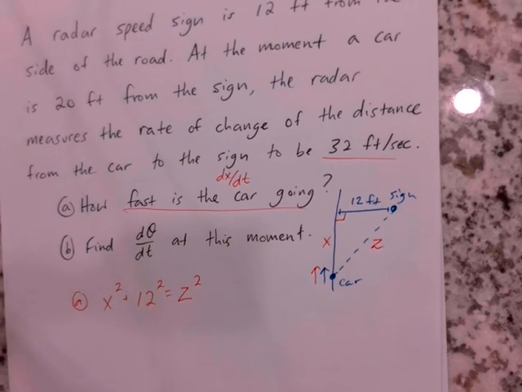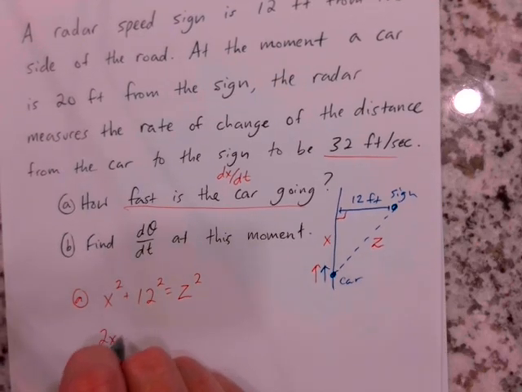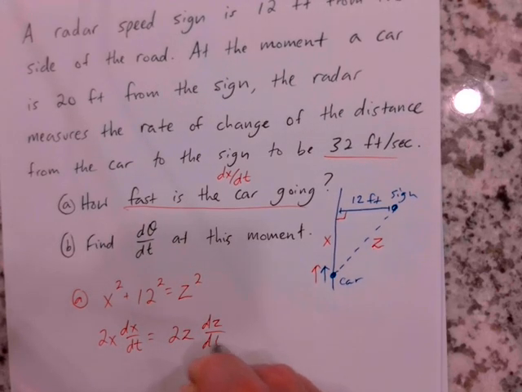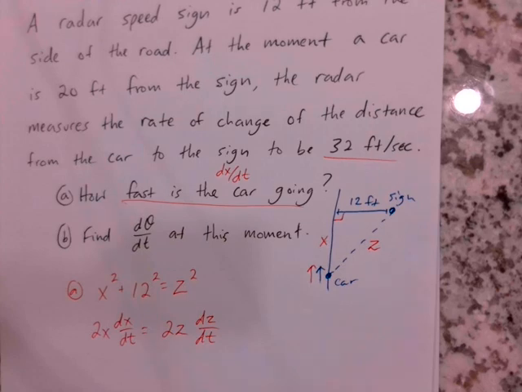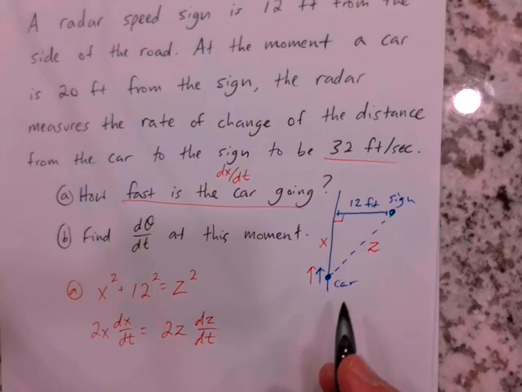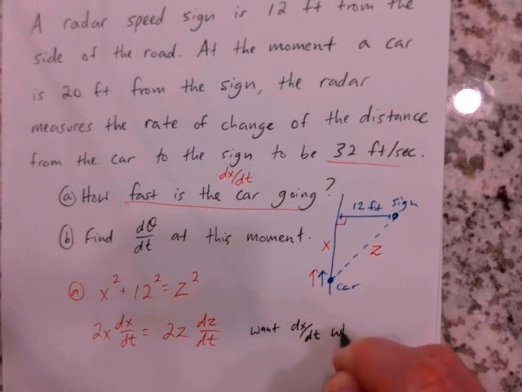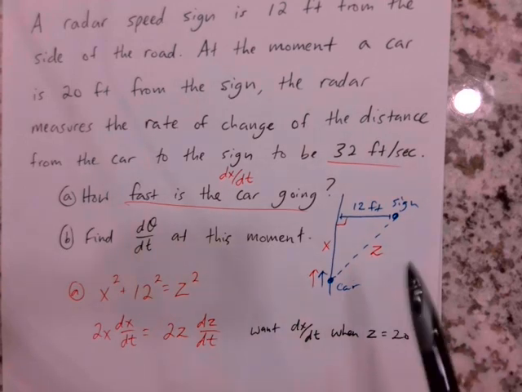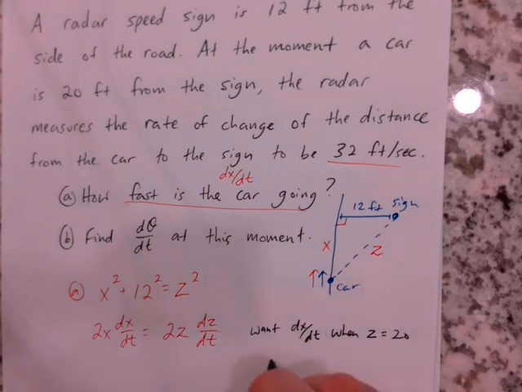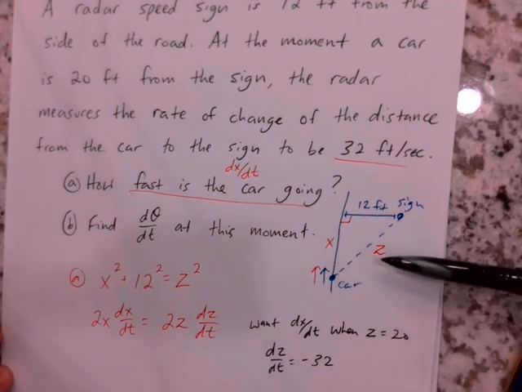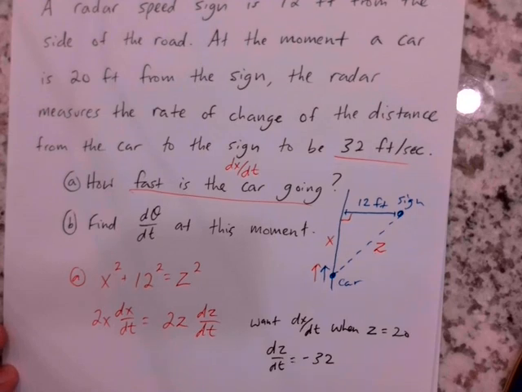And so, once you have your formula, just like the first one, you differentiate where time is the variable. And then plug in your values. Now, we know that at this moment in time, z is 20. So we're trying to figure out dx dt at the moment z is 20. We also know that how fast the distance between the sign and the car is changing is 32. So dz dt is 32. But it's negative 32 because as the car goes down the road, z is shrinking. So it's a negative rate of change.